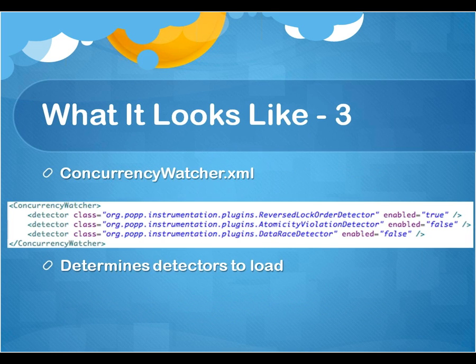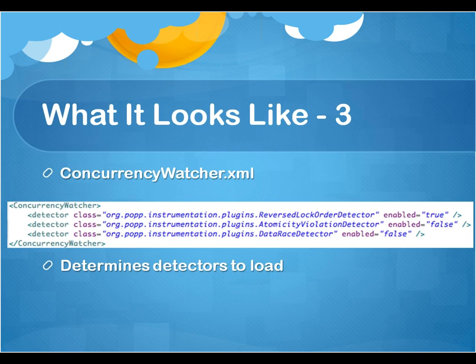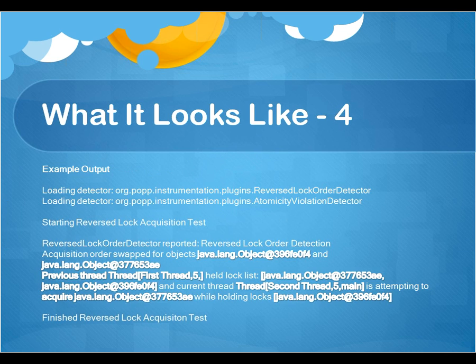Yep. So here's the XML file that I have. You specify the class of the different detectors that you have, and whether it's enabled or not. So once somebody's actually using this framework, if they were to implement their own detector, all they have to do is make sure it's on the class path, and then add it to this XML file, and it'll load it up and call their detector back with all the necessary information. And as you can see here, I just have the reversed order lock detector enabled, and I'm going to run it on the code that I had on the first slide.